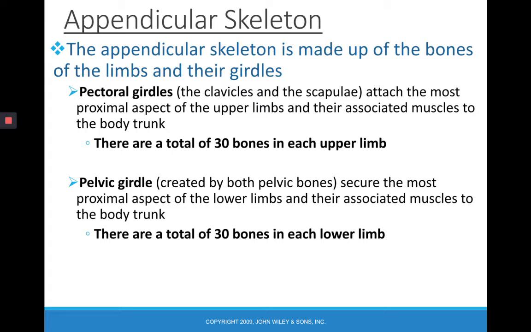Now we've finished talking about the axial skeleton. So we have to move then to our next division, which is the appendicular skeleton. And we can't forget that to get to the appendicular skeleton, we have to talk about the pectoral and pelvic girdles, because the girdles of the upper and lower limb are what attach the appendicular skeleton to the axial skeleton. Again, the pectoral girdle is made up of the clavicles and the scapula, and the pelvic girdle is made up of the 2 pelvic bones, or you can call them the coxal bones. There are a total of 30 bones in each upper and lower limb.